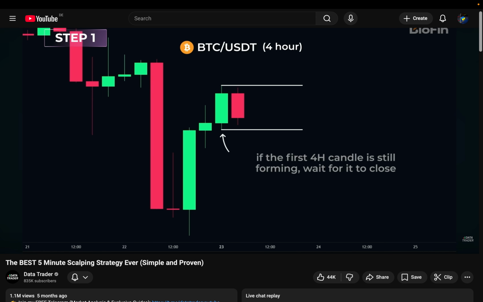So pretty simple. You take a look at the first 4-hour candle on the New York time frame. That is super important. And this is your levels for the day. So you have a high and a low level, and this is your range for the day. Simple as that. So let's take a look at the scalping setup.